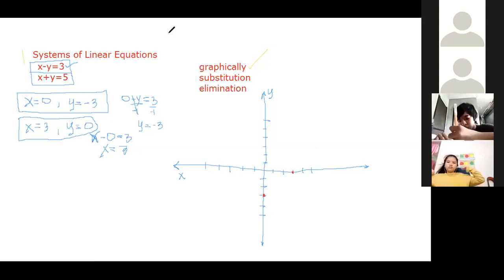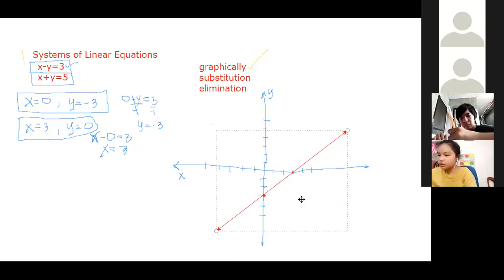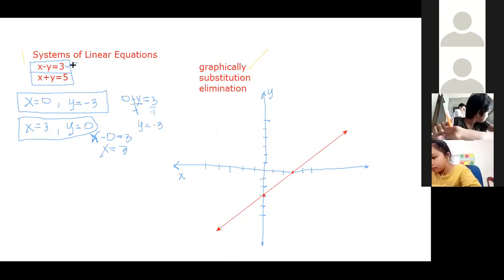So, you will just simply connect. Connect lang po ninyo. We'll use the ones with arrows. Okay. You will simply connect the 2 points. Connect lang natin ang 2 points. Ayan. So, there. Right? So there, that is now the graph of this first equation. Itong first na equation na to. That's the graph.